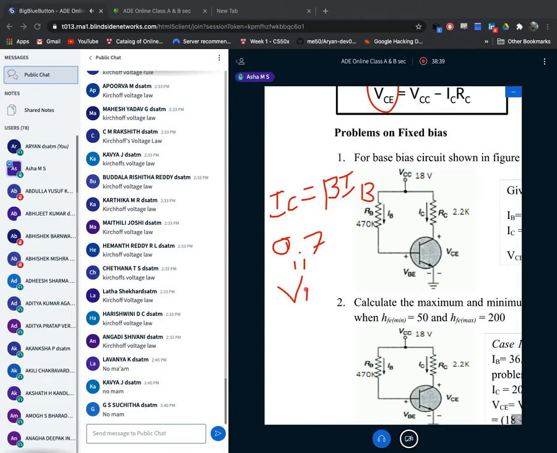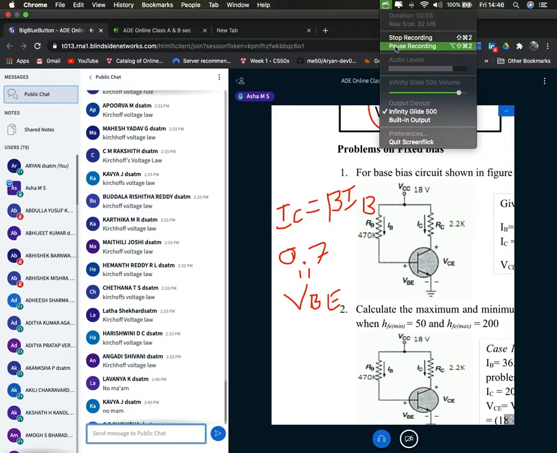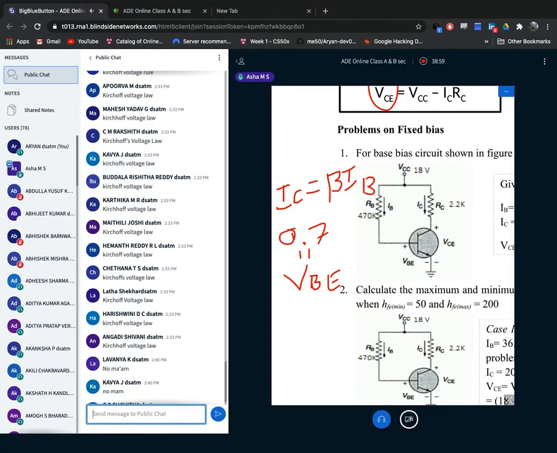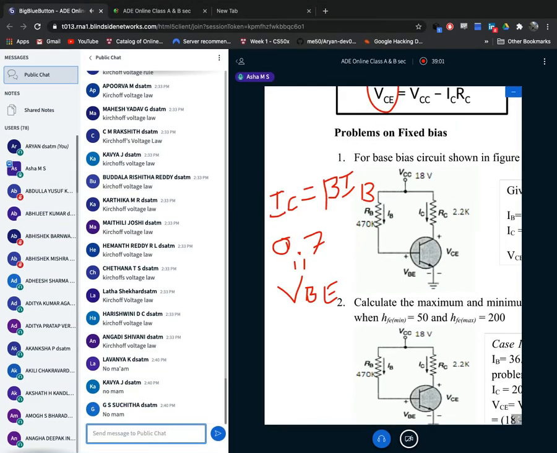So what you need to do? We are not using germanium here, so let's forget it. 0.7 is what you have to substitute in VBE. In some problems they will give it, and in some problems they won't. When they have not given it, you have to assume this fixed value, substitute 0.7, and calculate the value of IB.